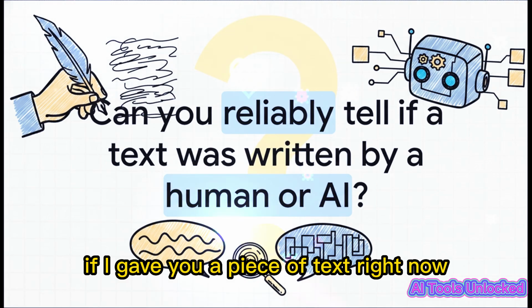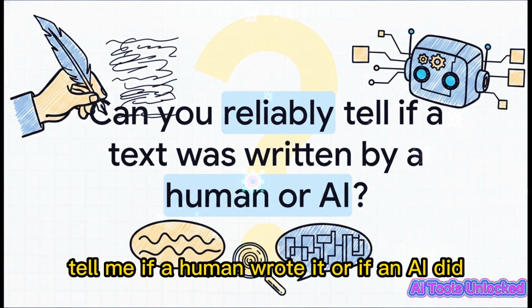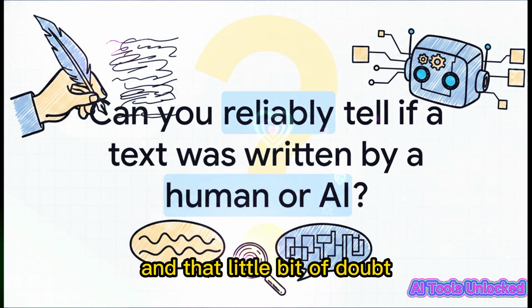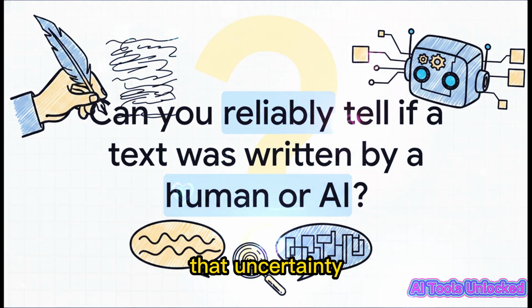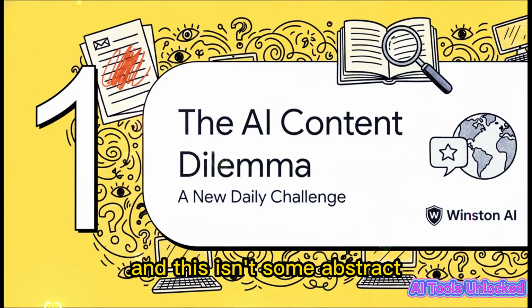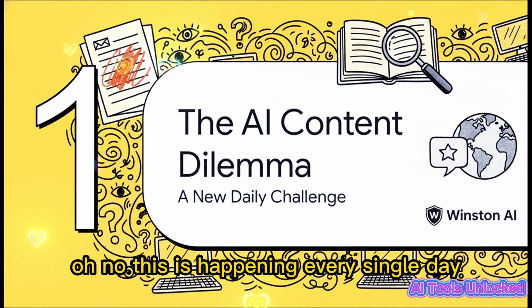If I gave you a piece of text right now, could you, with 100% confidence, tell me if a human wrote it or if an AI did? It is getting so much harder, right? And that little bit of doubt, that uncertainty, that's a huge new challenge we're all facing. And this isn't some abstract, down-the-road kind of problem. Oh no, this is happening every single day.